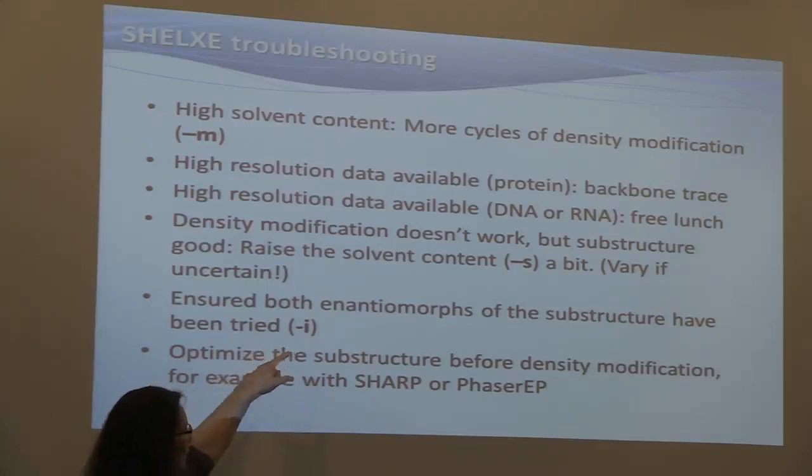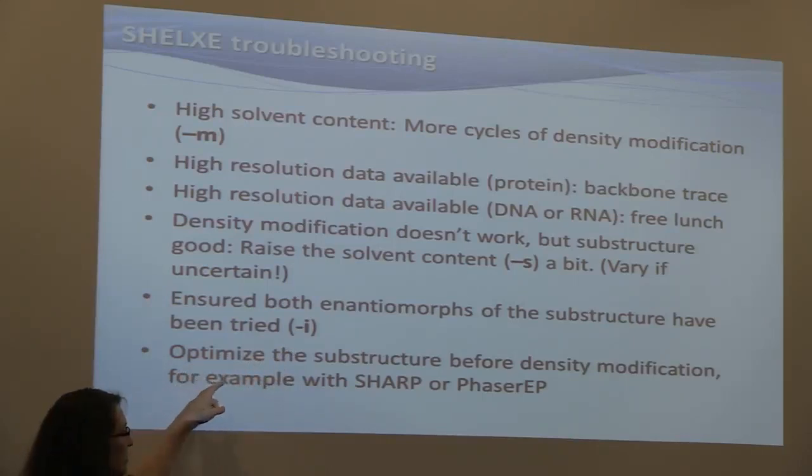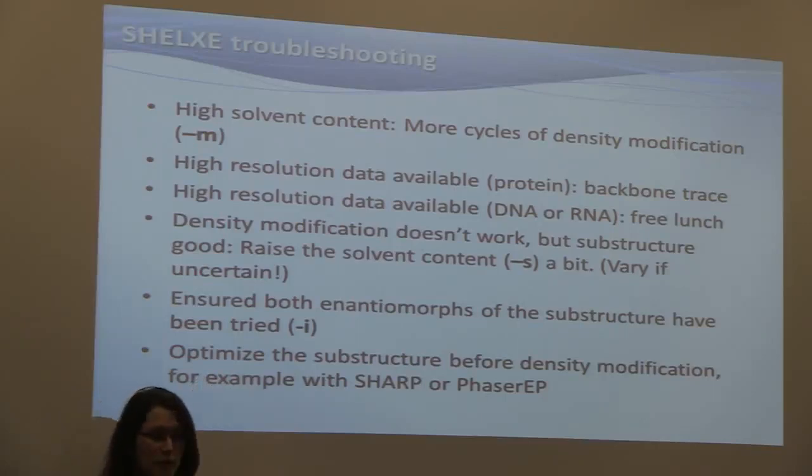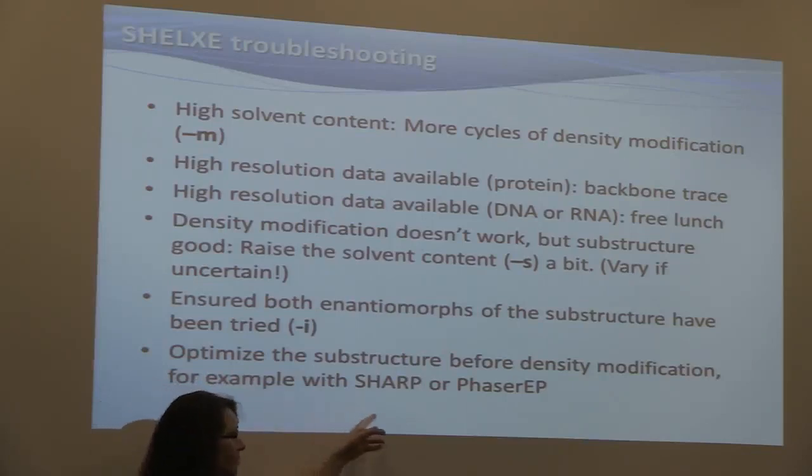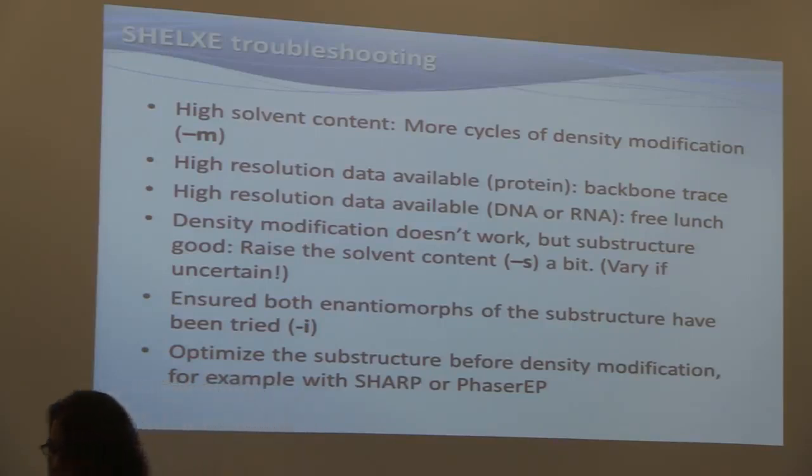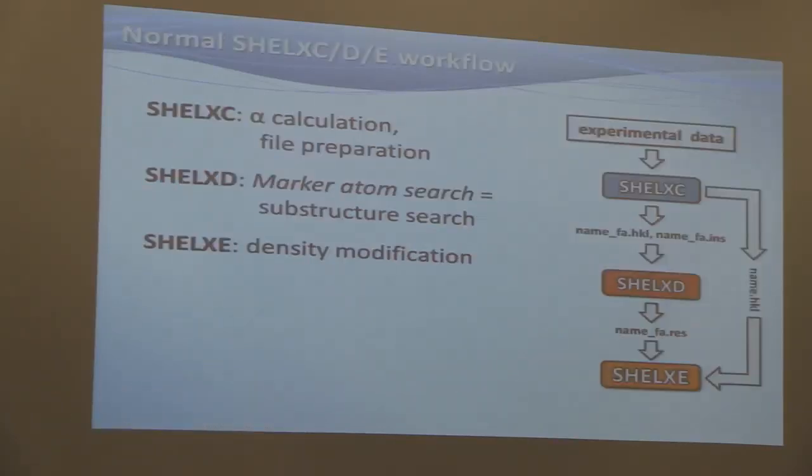Ensure both enantiomorphs of the substructure have been tried, and optimize the substructure before density modification, either using the -Z optimization in SHELXE or using, for example, AutoSharp or Phaser EP, because that may also make the difference. So we had this normal workflow.